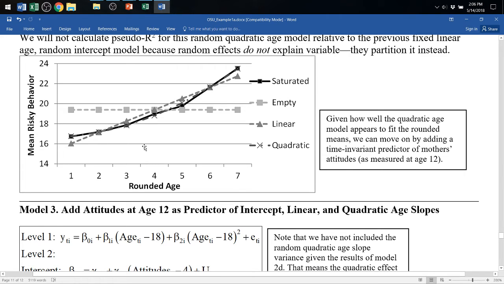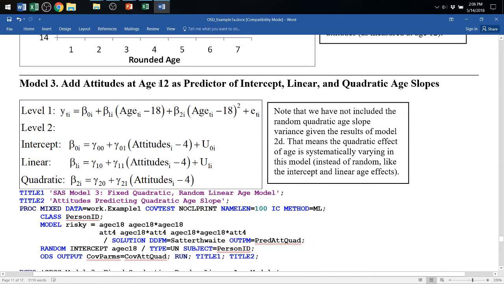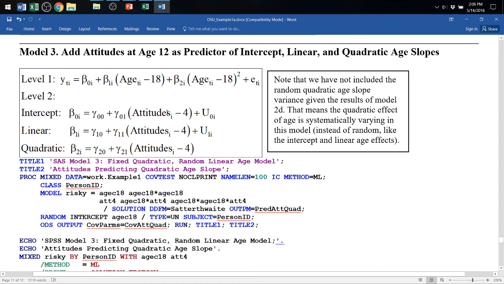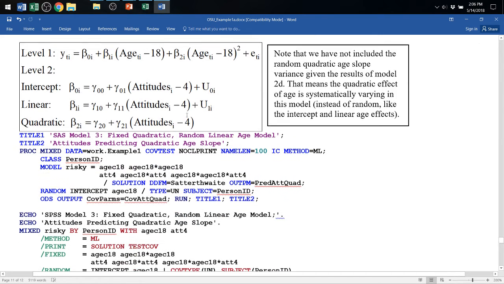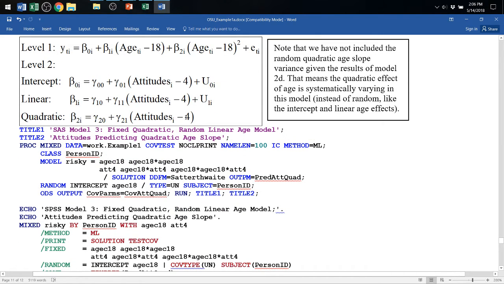All right, and one last model to look at. Following the example in Chapter 7b, I added a time-invariant predictor of mothers' attitudes about smoking and drinking as measured at age 12, another fictitious variable in my study here. More conservative means higher scores. It was on a scale of 1 to 5, and that's why we have a mean of about 4. Mothers are fairly conservative.